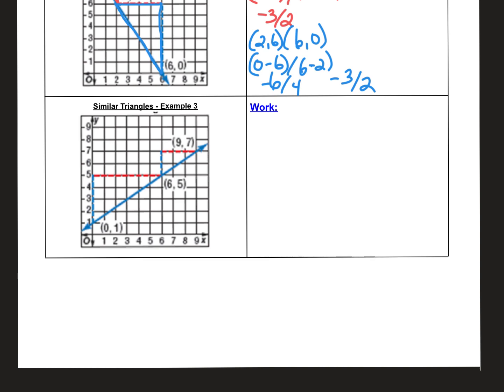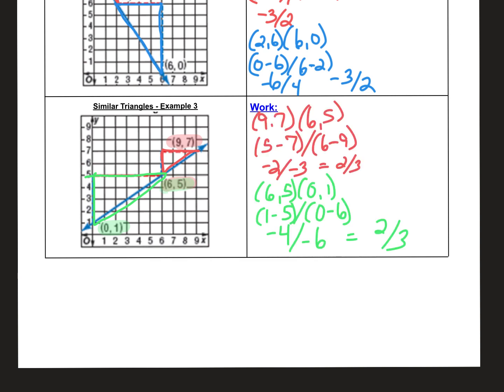Let's try one more like this. I want you to try this one on your own. Go ahead and pause the video and try this one on your own on your paper. Again, here's our triangles. So for the first one, we have the points 9, 7, and 6, 5. And then for our second triangle, which is right down here, I have the points 0, 1, and again 6, 5. So go ahead and pause the video and try those on your own. Okay, so as you can see, we should have gotten 2/3 either way when you reduce it. So you see that you get the same answer.